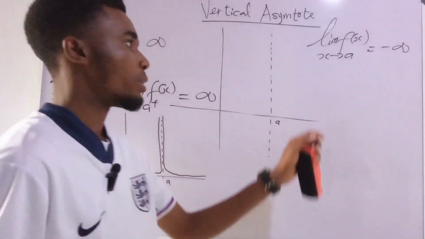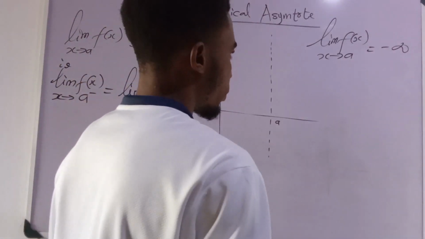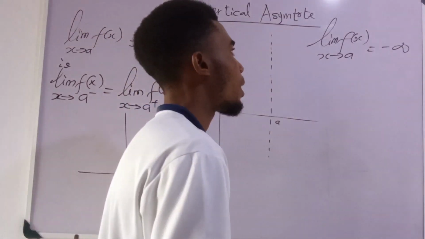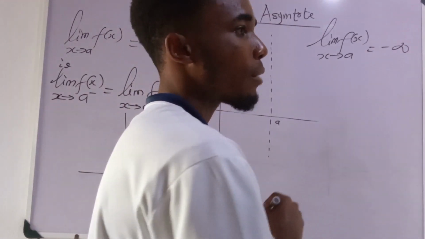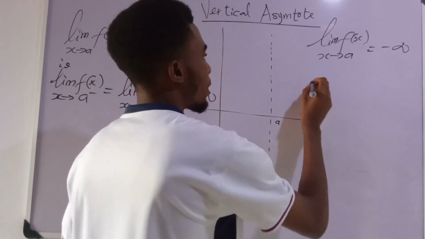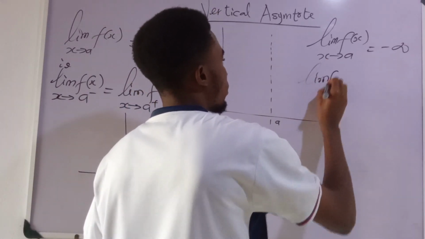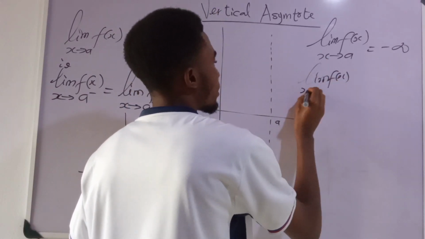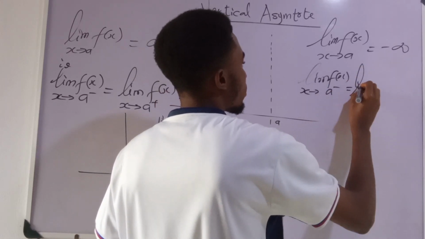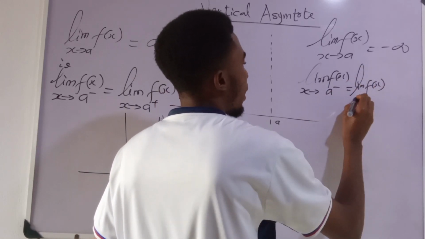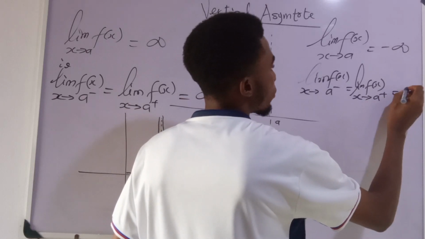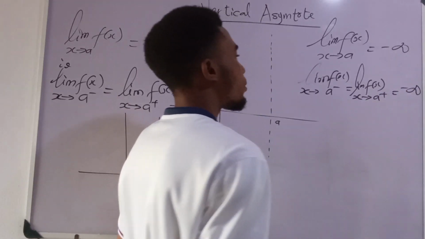All right, let's come to the negative infinity side of the function. A function is said to have a limit at a point if the left-hand limit and the right-hand limit are the same. So that means that the left-hand limit, which is the limit of f of x as x approaches a from the left, must be equal to the limit of f of x as x approaches a from the right, and everything should be equal to negative infinity.